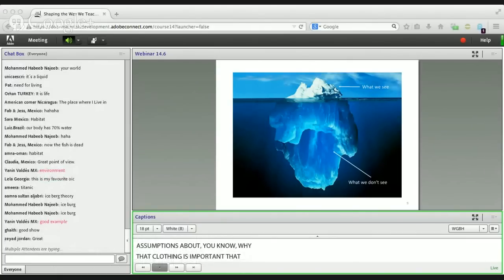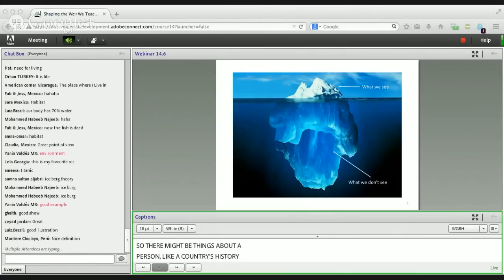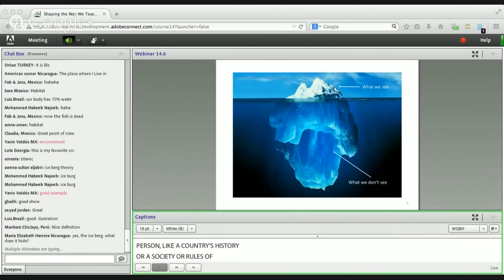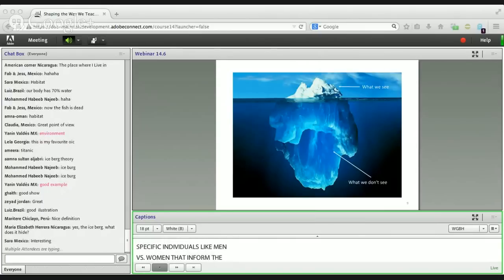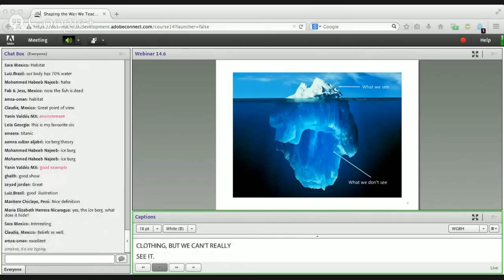So there might be things about a country's history or a society or roles of specific individuals like men versus women that inform the clothing, but we can't really see it. So that is one way of looking at it. And then there's this other way that we would like to show you.